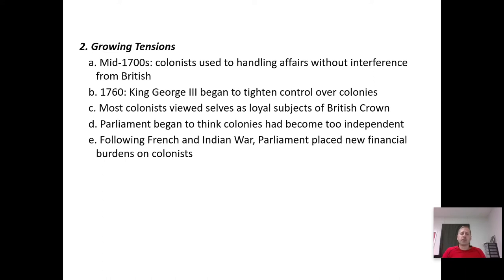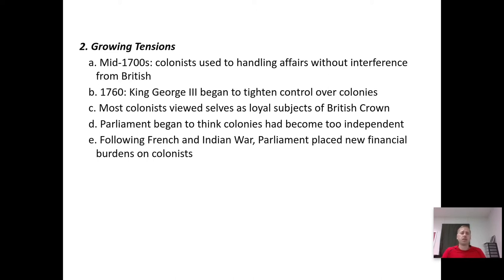Up until the French and Indian War, the colonists were pretty much left alone by England. We were allowed to handle our own affairs with limited interference. The king basically said, they're not in trouble. We're just leaving them alone. Let them do their thing. They're making us money. But in the 1760s, King George III, the tyrant King George III, began to tighten his grip.